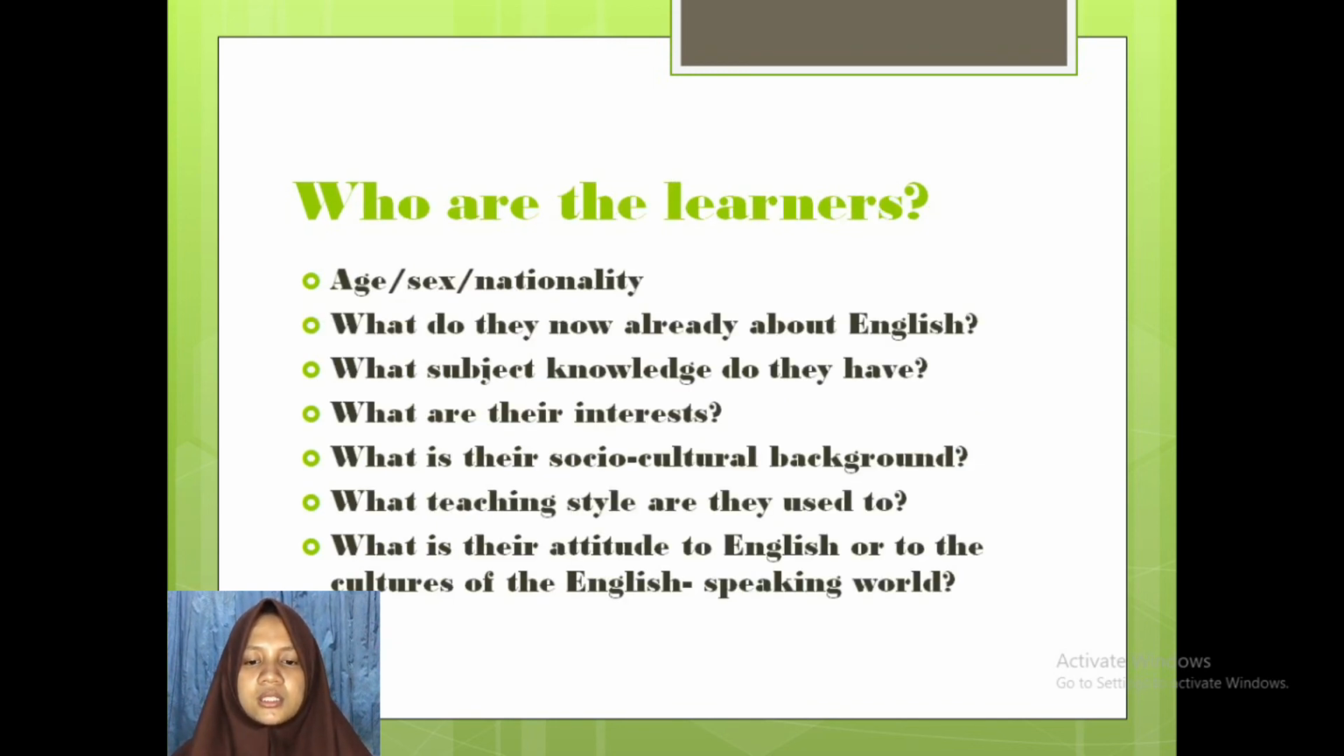Who are the learners? Age, sex, nationality. What do they know already about English? What subject knowledge do they have? What are their interests? What is their socio-cultural background? What teaching style are they used to? What is their attitude to English or to the cultures of the English-speaking world?